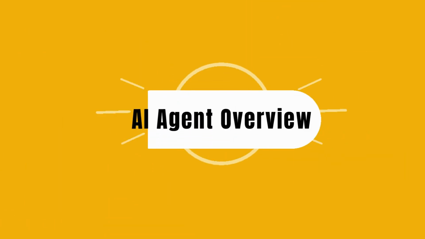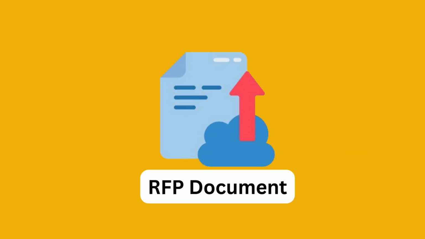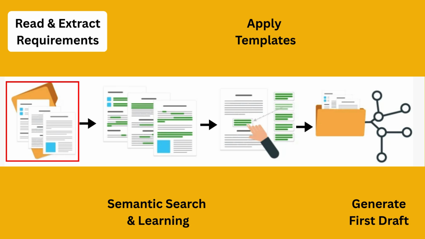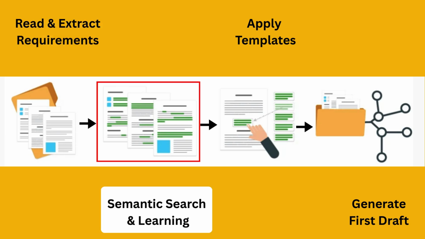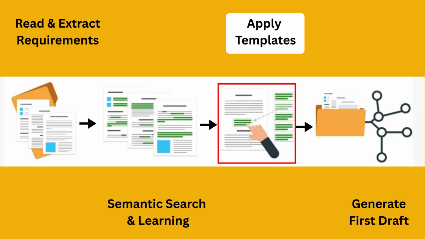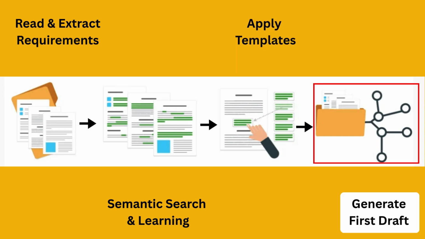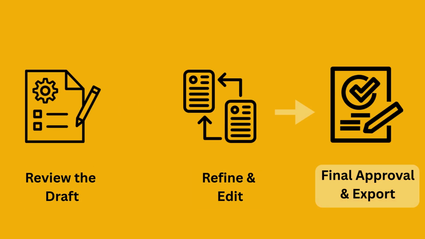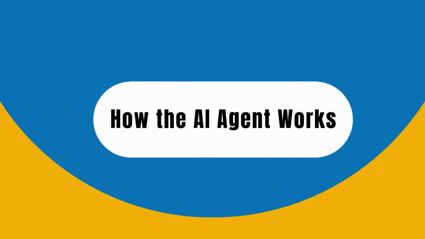AI Agent Overview. The AI agent starts with your RFP document. It reads and extracts all key requirements, uses semantic search and learnings from past responses, applies proven templates, and generates a complete first draft in minutes. The draft can then be reviewed and refined before final approval and export. How the AI agent works.